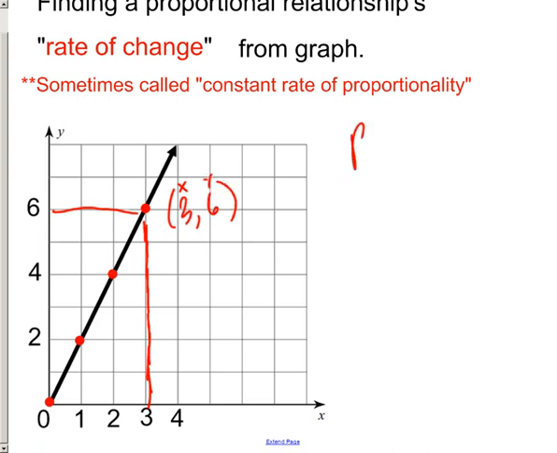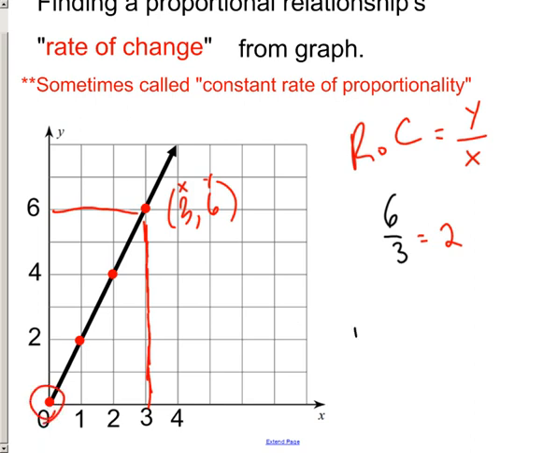We said, how do you find the rate of change? Well, you take the y value and divide it by the x value, so 6 divided by 3. And we still get the 2. So you can use any point except origin.